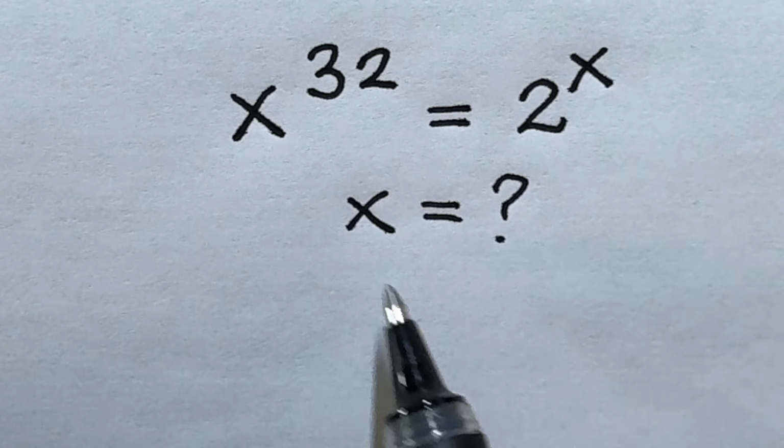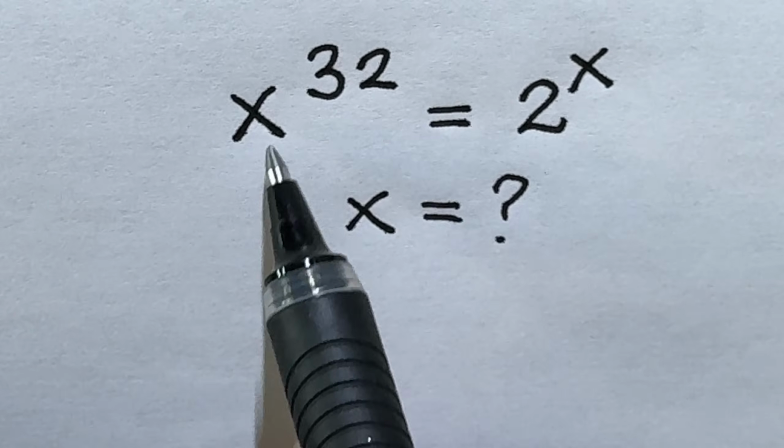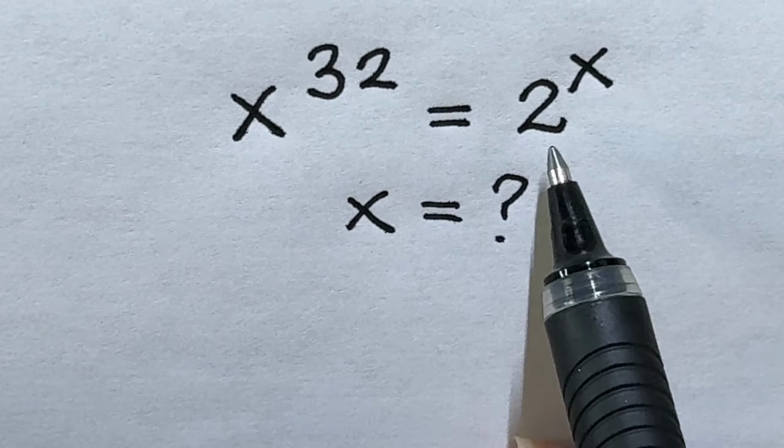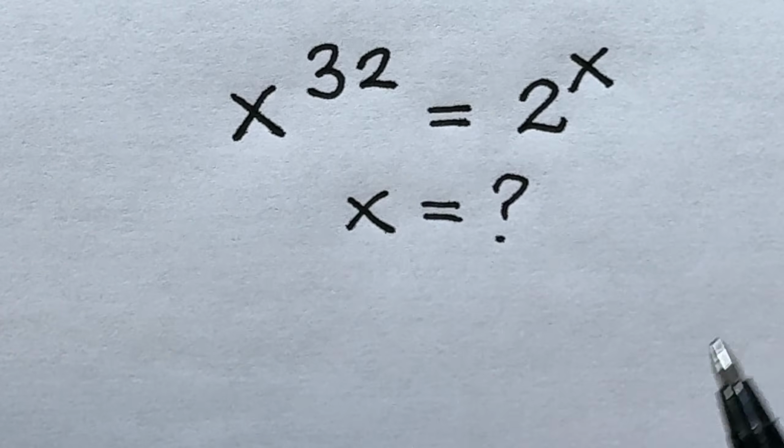In this video, we want to solve for x given x raised to power 32 is equal to 2 raised to power x.